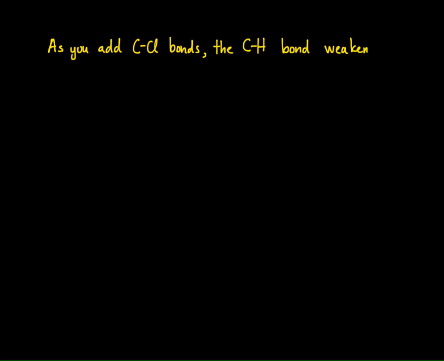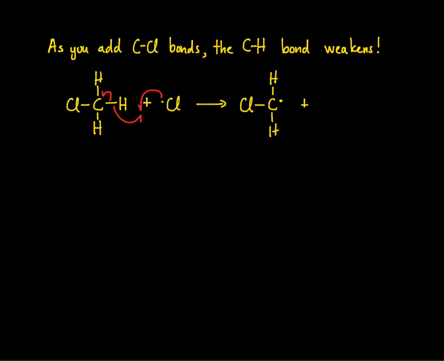Now, interestingly enough, as you add carbon-chlorine bonds, the carbon-hydrogen bonds of that molecule actually weaken, because the chlorine is withdrawing electron density, and so the carbon actually becomes more electronegative in a sense, weakening the carbon-hydrogen bond. And so if I start to form a lot of methyl radicals, if I have an excess amount of chlorine, there's going to be an excess amount of chlorine radicals. And of course, I can abstract another hydrogen very readily and produce the chloromethyl radical plus HCl.